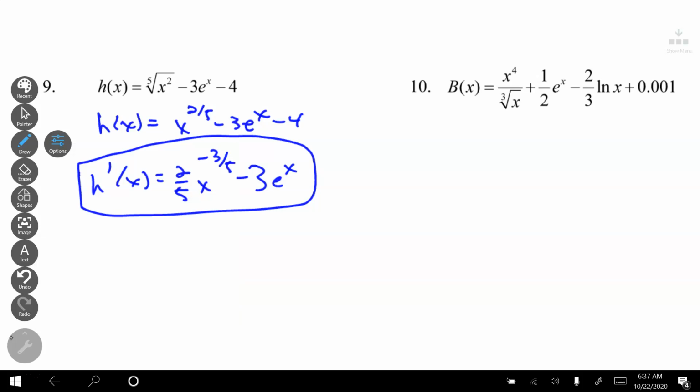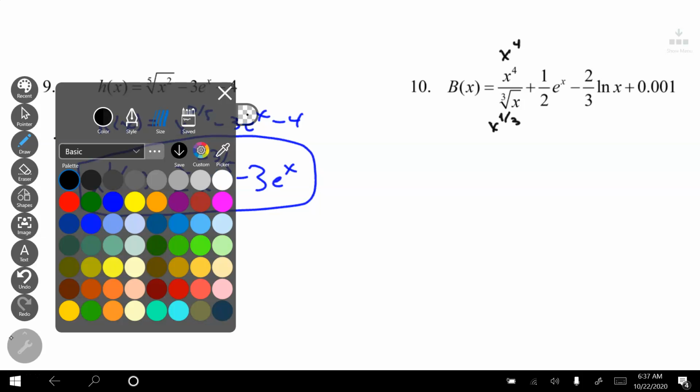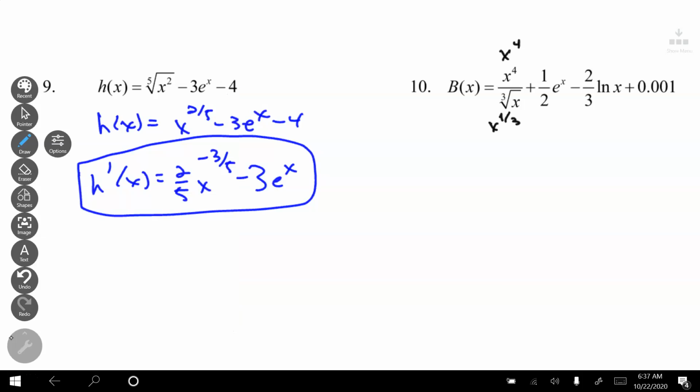In this last example, I gotta rewrite it maybe a couple times. This is x to the 4th, this is x to the 1/3, and I have to subtract exponents. So I'm going to do 4 minus 1/3, so I get b of x is equal to x to the 11/3 power. And I could just rewrite the rest of the problem. Plus this big old constant at the end.